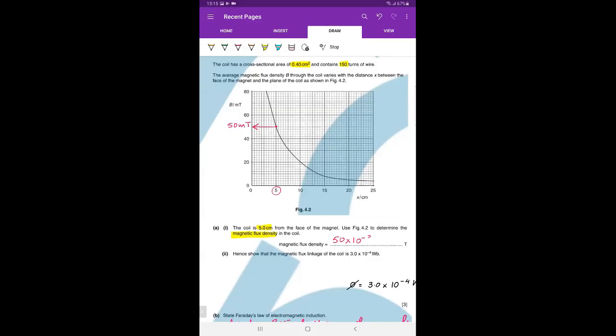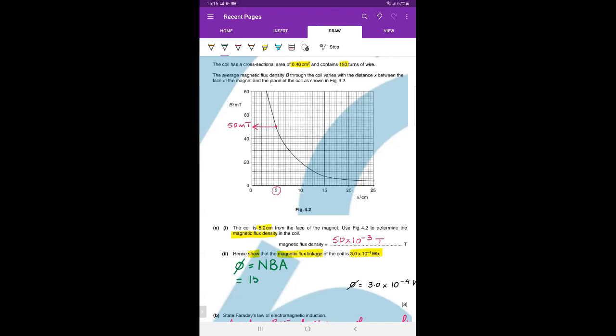Second part में, they are now asking you, show that the magnetic flux linkage amounts to this value. तो पहले formula recap कर लो. So magnetic flux linkage was denoted by the symbol of phi. And if you remember, so formula आपके पास phi का था n for number of turns, b for magnetic field strength, a for the area of the coil. Numbers मैं लगा देता हूँ. मैंने final answer लिखा हुआ है.